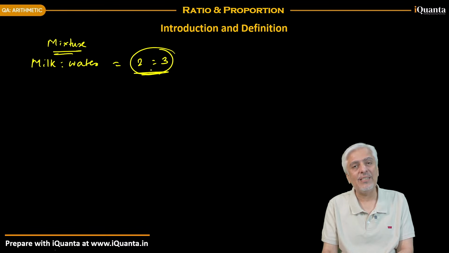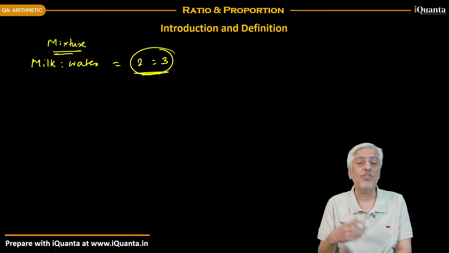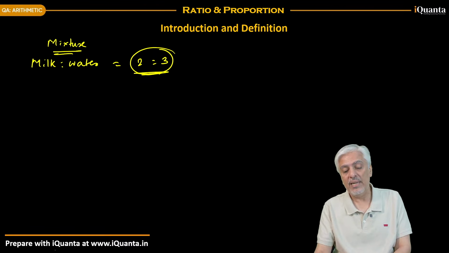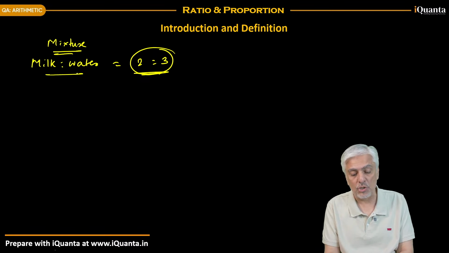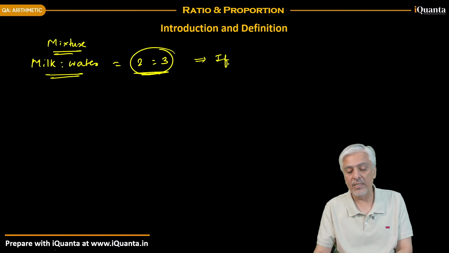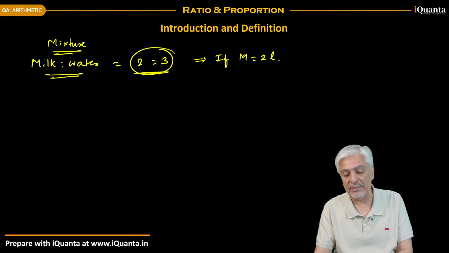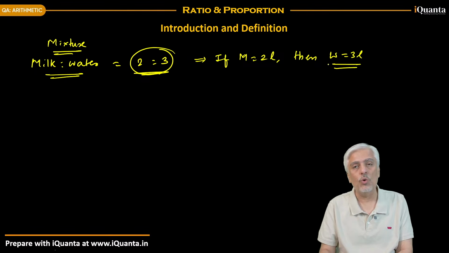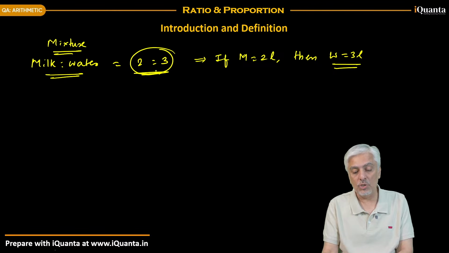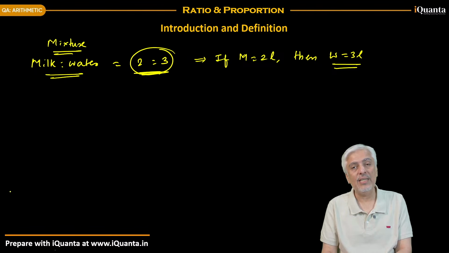What does this actually mean? Does it mean that milk is 2 liters and water is 3 liters? No, it does not actually mean that, but it can mean that. Now, very importantly, understand the difference between it actually means and it can mean. A ratio, if you relate it with English, I relate it with if and then. So if milk is 2 liters, then water is 3 liters, and so on. If milk is 200 liters, water would be 300 liters. So that becomes a ratio, right?